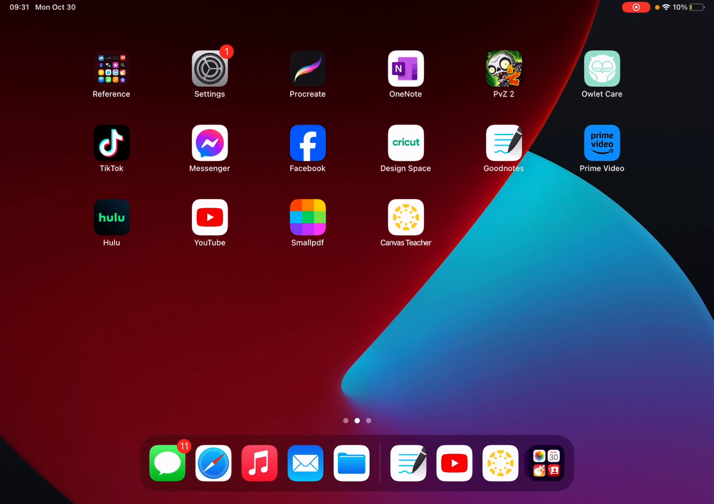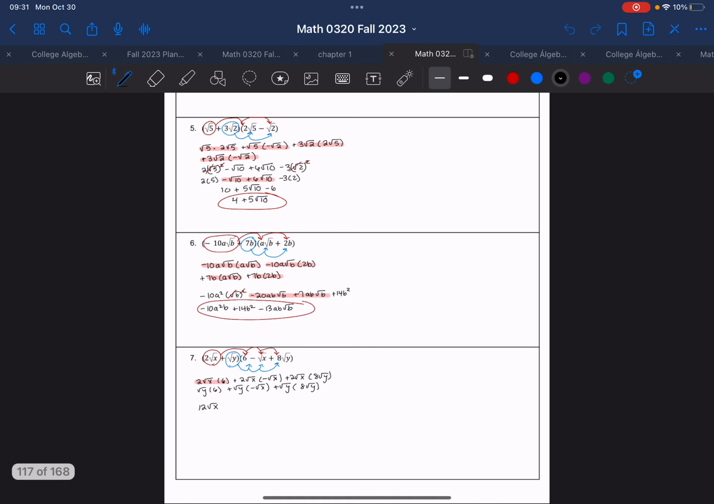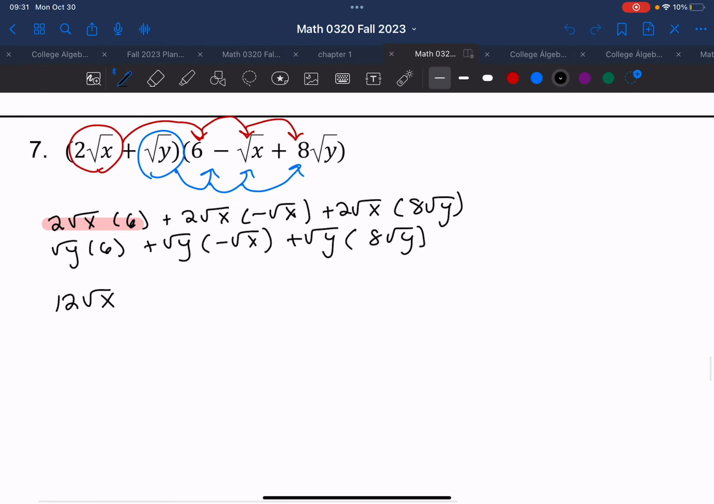Oh no. No. Disconnected. It just disconnected. Okay.